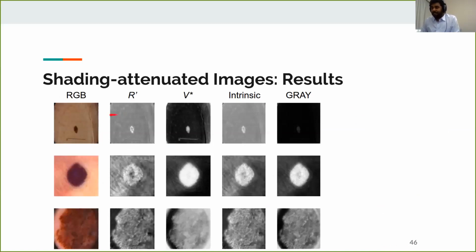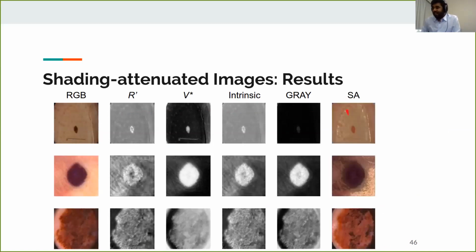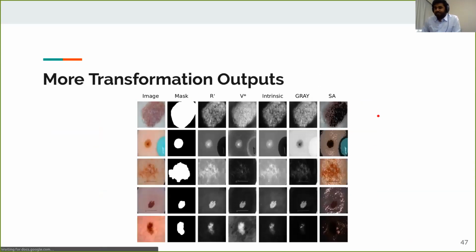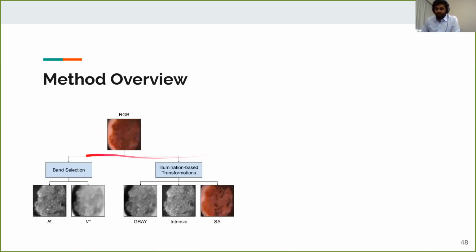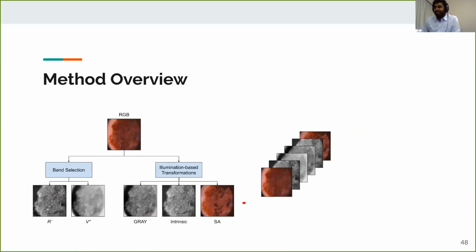So for the same set of 3 skin lesions, SA denotes shading attenuated images. And here are the 3 outputs. Here are some more outputs for 5 more skin lesion images. So here's an overview of the method. We have a RGB image of a skin lesion. We compute all the transformations. Then we take all this and stack them to concatenate them channel-wise.